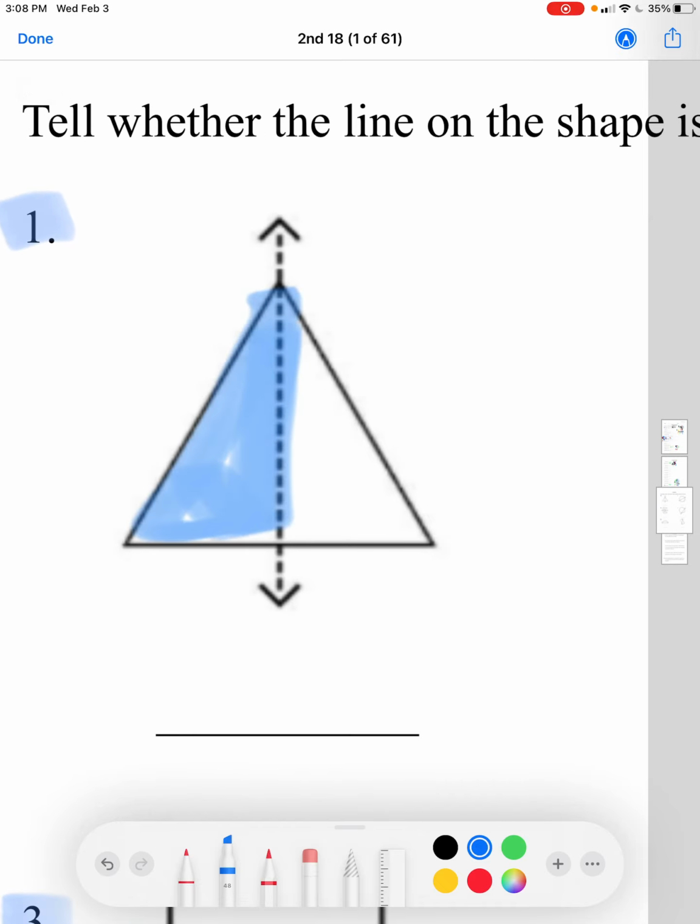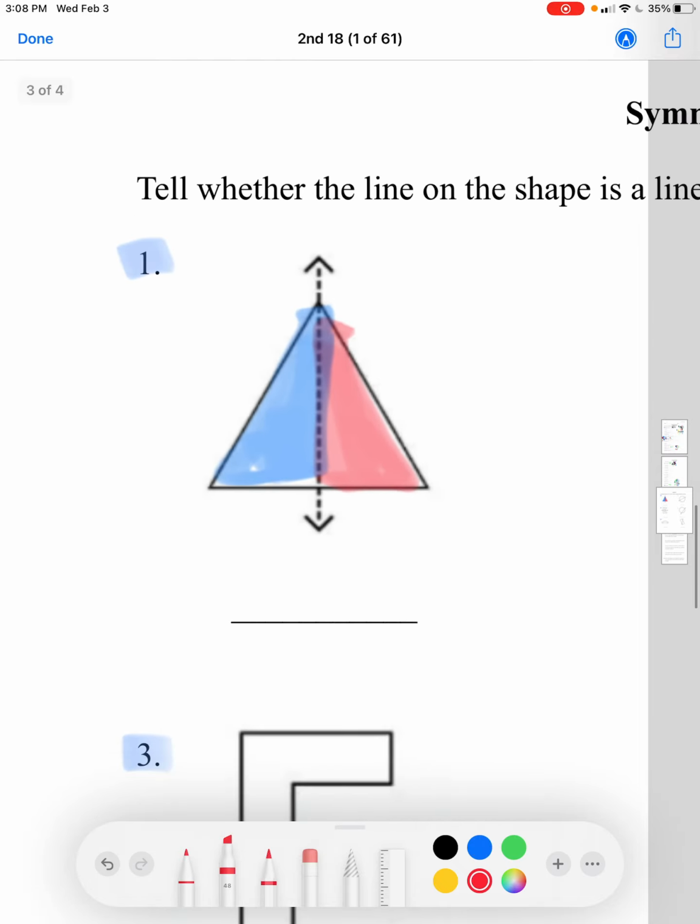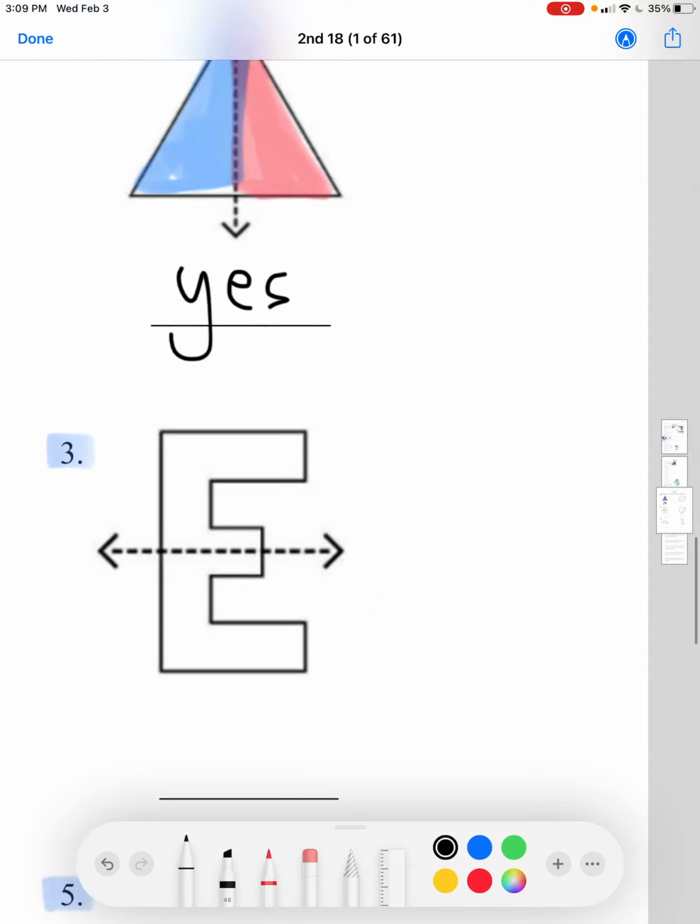If you look here, we have this shape right here on this side, and we have this shape right here on this side, and they do look like they are symmetrical. They look like they're mirrored versions of each other. So yes, this line is a line of symmetry.